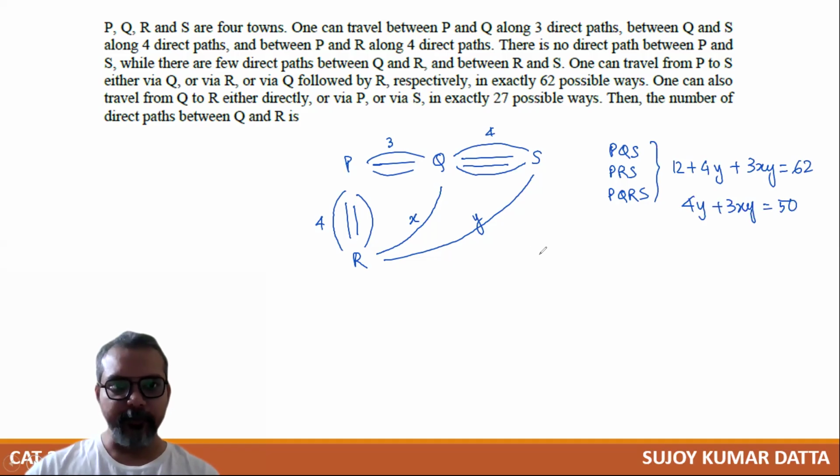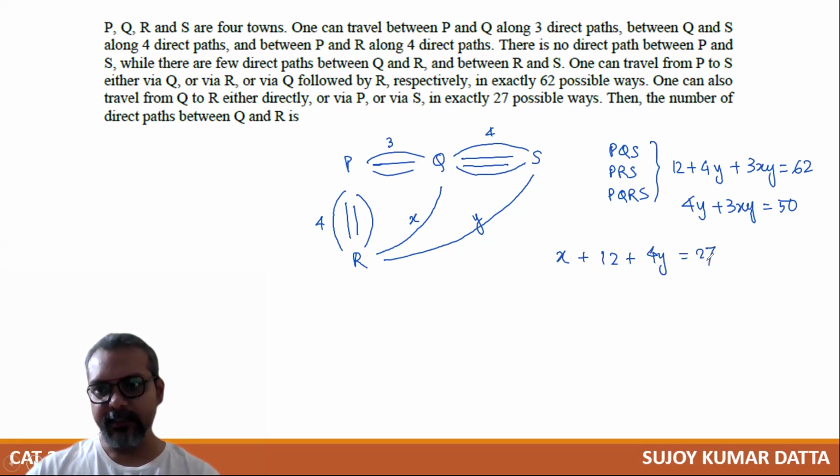Then it says you travel from Q to R directly, so that's x ways, or via P, so Q P R, that will be 12 ways, plus via S, so that means Q S R, that is 4y. And that's 27. So that means x plus 4y will be 15. Now, obviously, x and y are whole numbers, so it's easy to figure out the combinations from here.